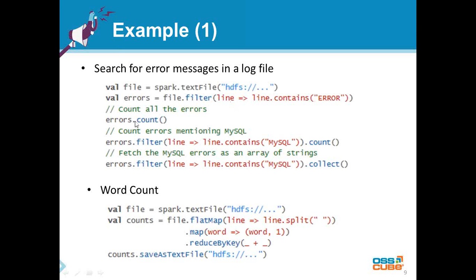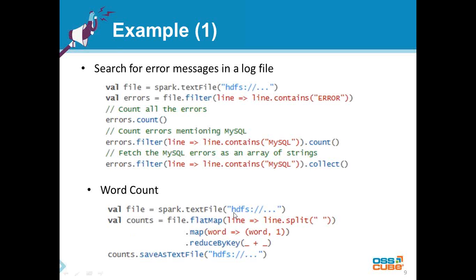And then you can just simply say error.count. It will produce the count of the records that have errors. So it's as simple as that. If you have to write the same thing in Hadoop MapReduce, then you have to write a mapper, a reducer, and a driver. It goes to at least 150 lines of code.